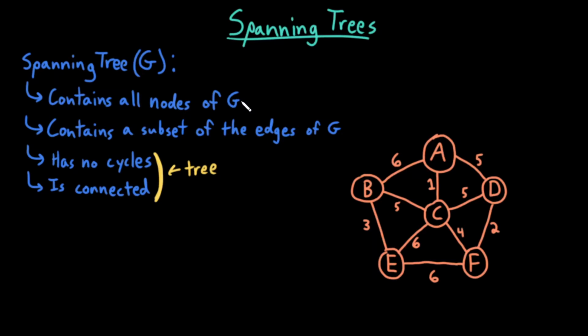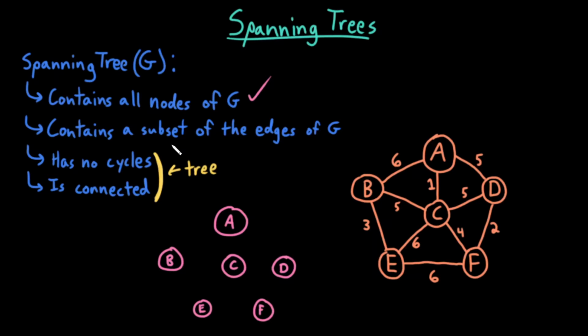Well, it has to contain all of the nodes of G. So let me use a different color. I'll use pink. So it has to have all of the nodes of G. Okay, so it has all the nodes of G. Oops, I was missing one. There we go. It contains a subset of the edges of G, but this subset of edges has to have no cycles, and the resulting graph has to be connected.